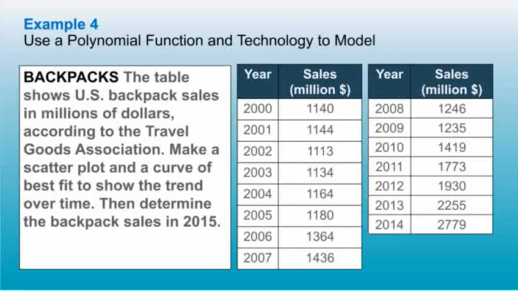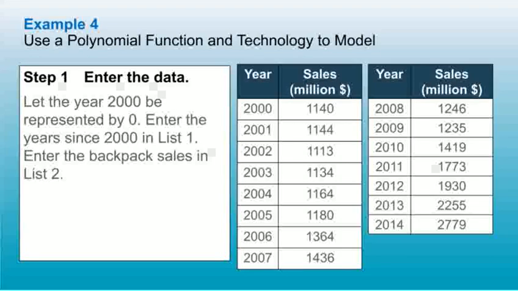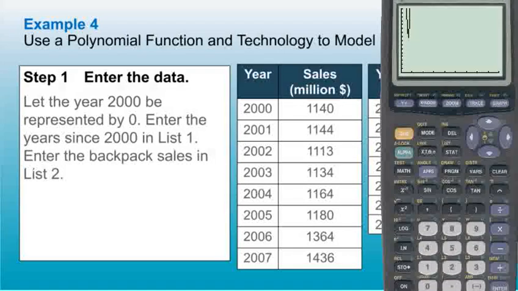Example 4, use a polynomial function and technology to model. As the table shows, U.S. backpack sales in millions of dollars according to the Travel Goods Association. Make a scatter plot and a curve of best fit to show the trend line over time. Then determine the backpack sales since 2015. So to do this, we're going to break this into steps. The first step is to enter the data into our calculator. Let the year 2000 be represented by 0, and enter the years since 2000 in list 1, and the backpack sales in list 2.